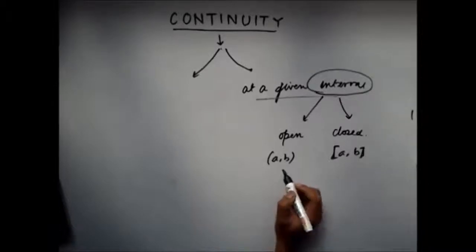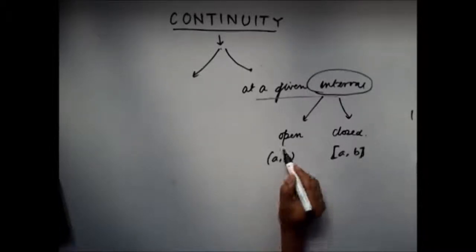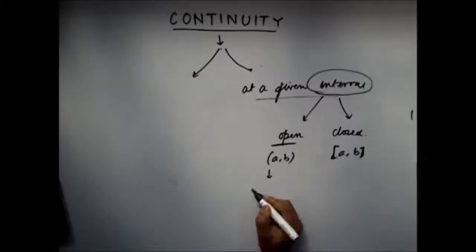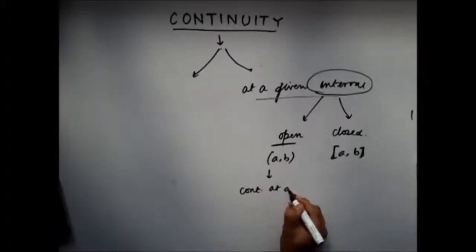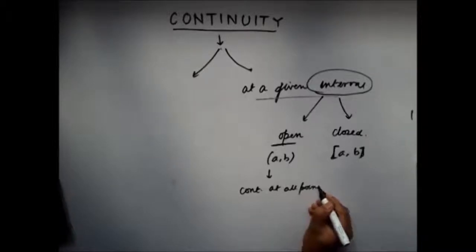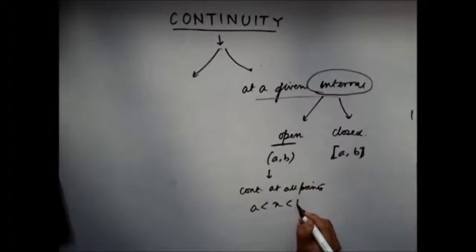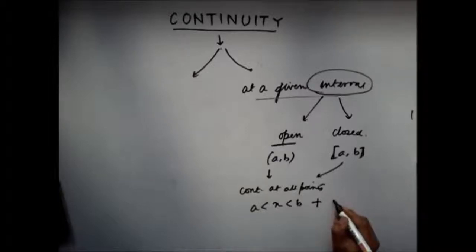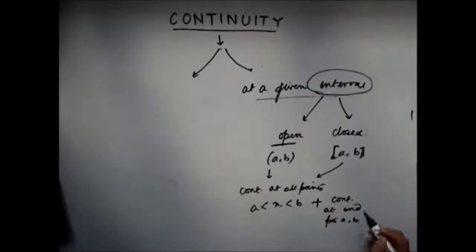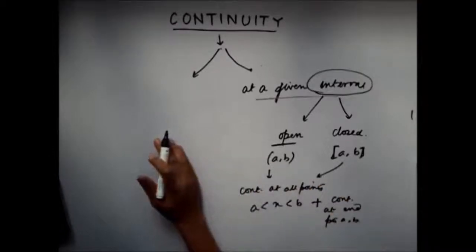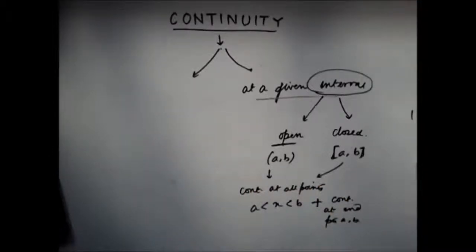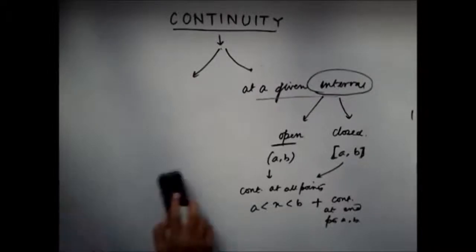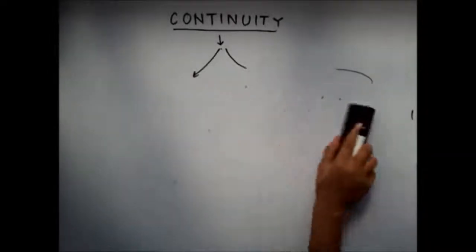Now to check for continuity in a given interval, if the interval is open, you need to check for continuity at all points between a and b. If the interval is closed, you need to check for this, plus you need to check for continuity at endpoints a and b. So this is the only difference. And how to check for continuity at endpoints a and b, that I had already discussed before. Okay, so let's take one example, because you know you are able to solve that example. I hope that you have understood the concept.